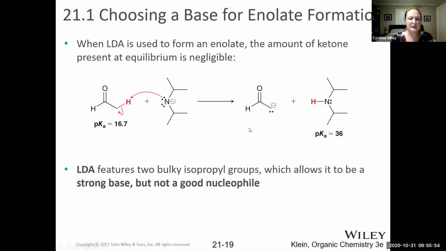So if we want to fully convert an aldehyde with at least one alpha proton to an enolate, we might choose sodium hydride or LDA as the base instead of a weaker base such as sodium hydroxide or sodium methoxide or ethoxide.